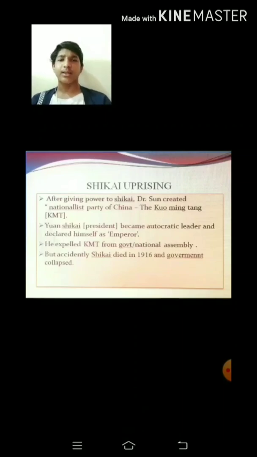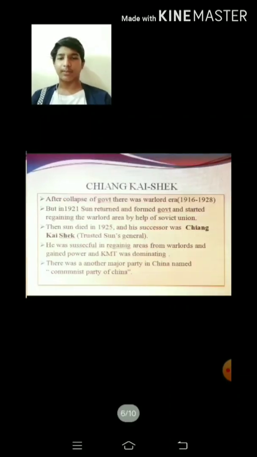Then Shikai's uprising. After giving power to Shikai, Dr. Sun created the Nationalist Party of China, the Kuomintang or KMT. This was the party of Dr. Sun Yat-sen. Yuan Shikai became an autocratic leader and declared himself emperor. The Xinhai Revolution took place to remove the emperor, but Yuan Shikai himself declared himself emperor. So the KMT opposed this move, and he expelled the KMT from the government and from the National Assembly. So all the members of the KMT ran to Japan and hid there. But Shikai died in 1916 and the government collapsed.